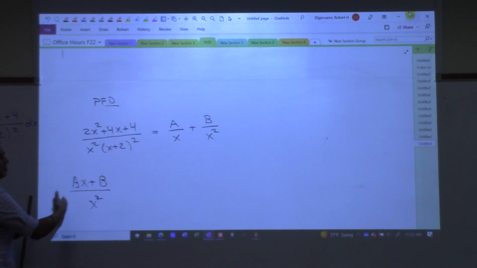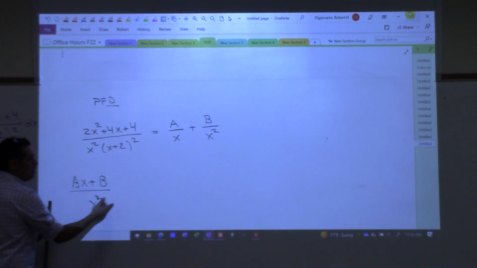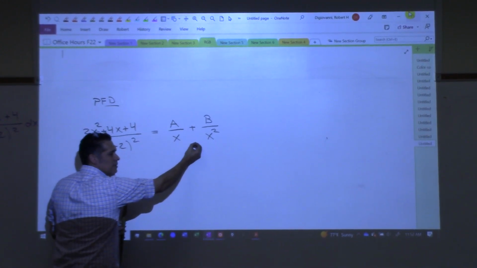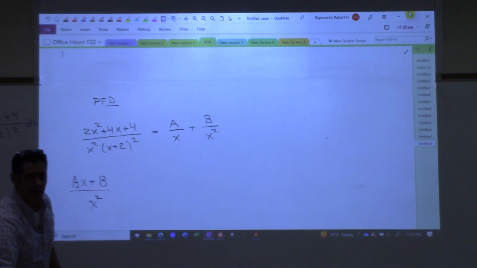Do you all see that these are the same things? Because if I split this apart into two fractions, I get that. Or if I put those together with the common denominator, I get this. So it doesn't matter which way I go with that. It's totally up to you.